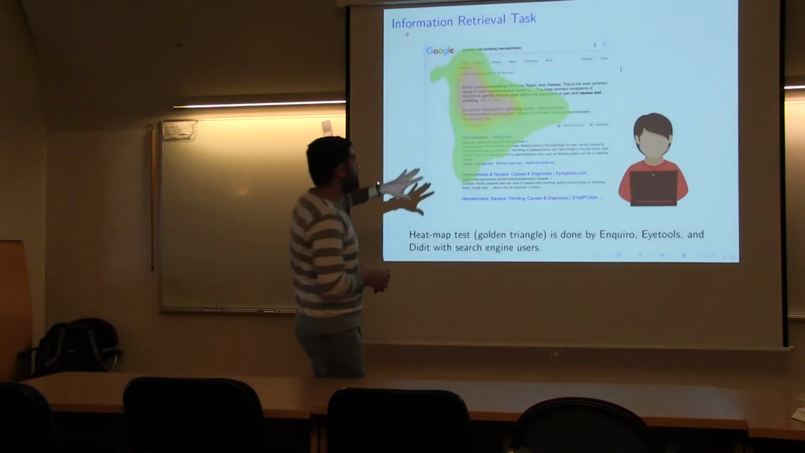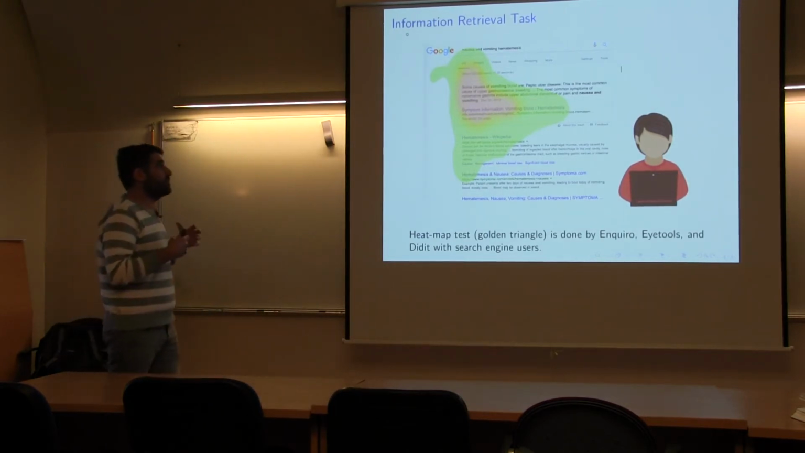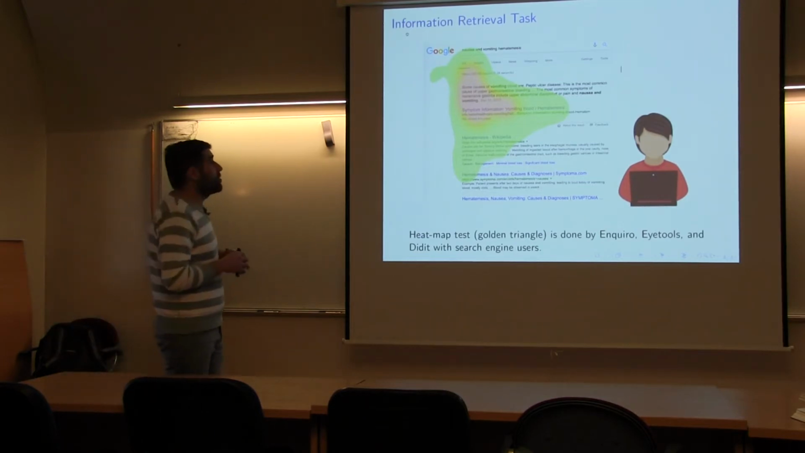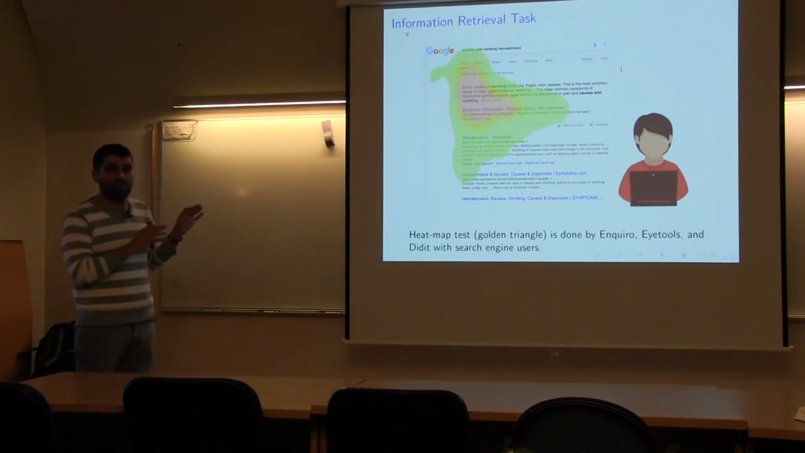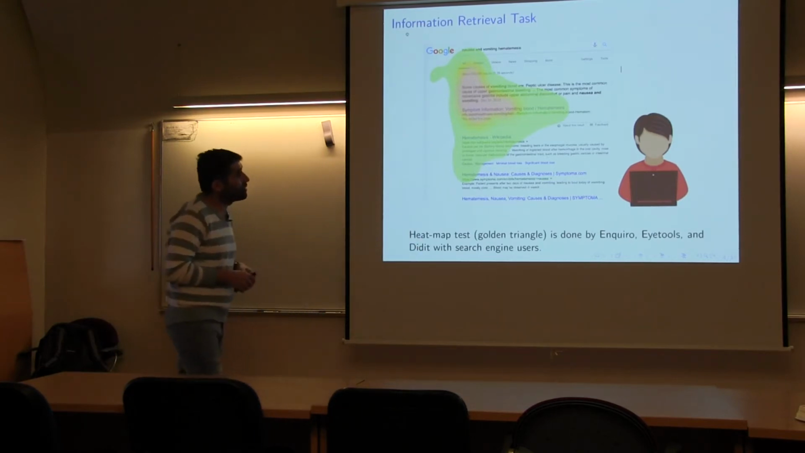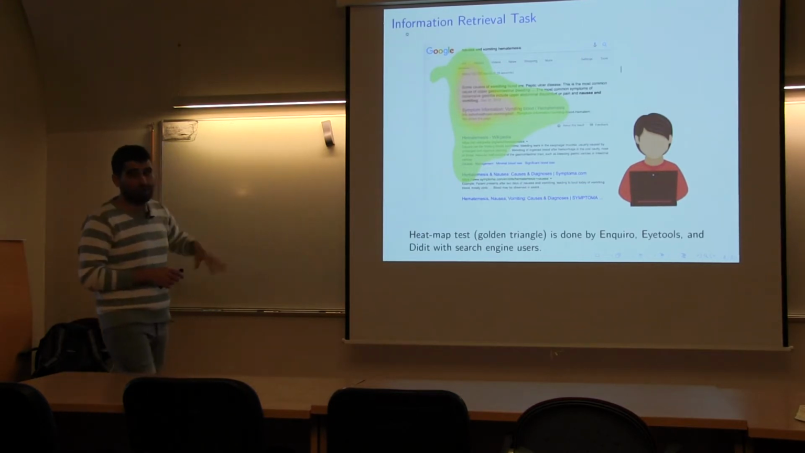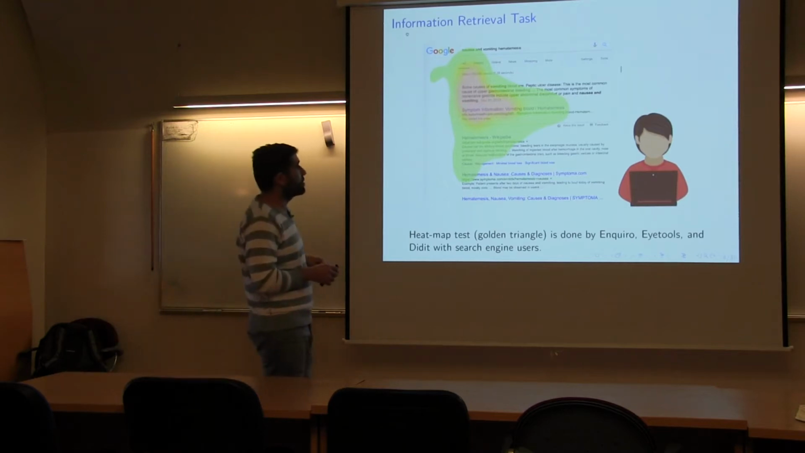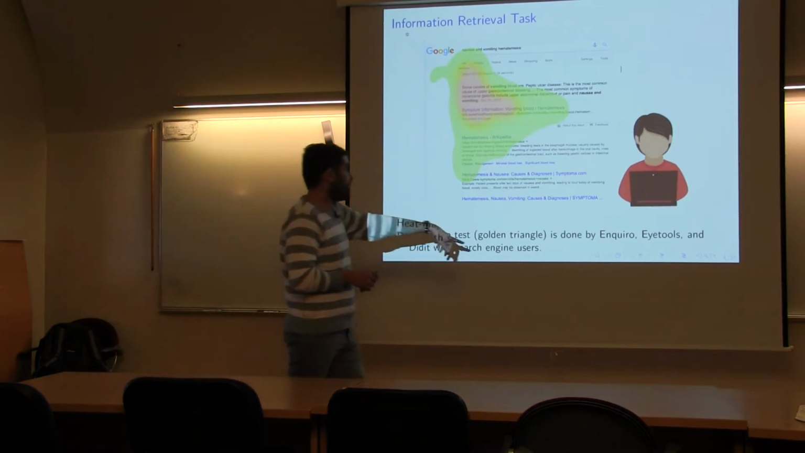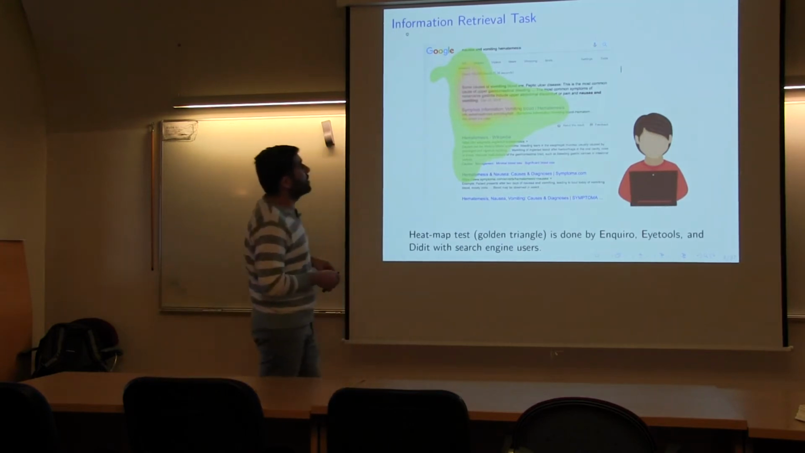As we can see, this is a heatmap. It simulates the attitude of the user when they look at the results on the search engine. So as we see, basically we focus on the first results. We don't pay attention to the lower ranked results. We pay attention to the first, usually 2 or 3 results, and to some bolded results. This heatmap test was done by Enquiro, EyeTools, and Did-it. And this is what we call the golden triangle.